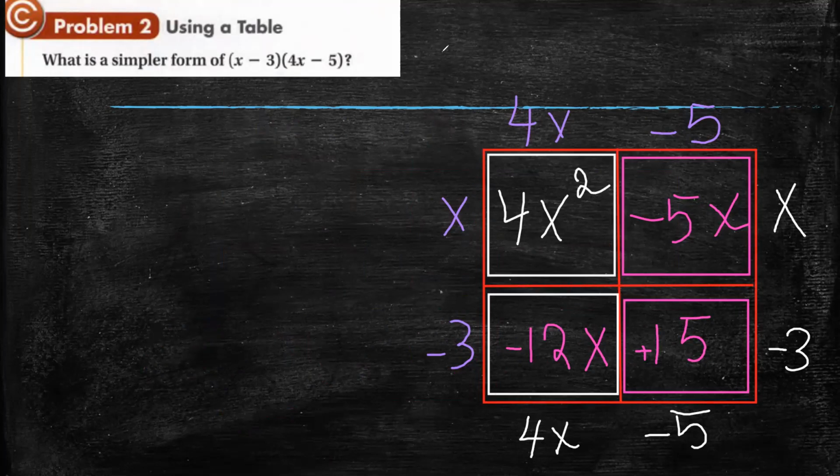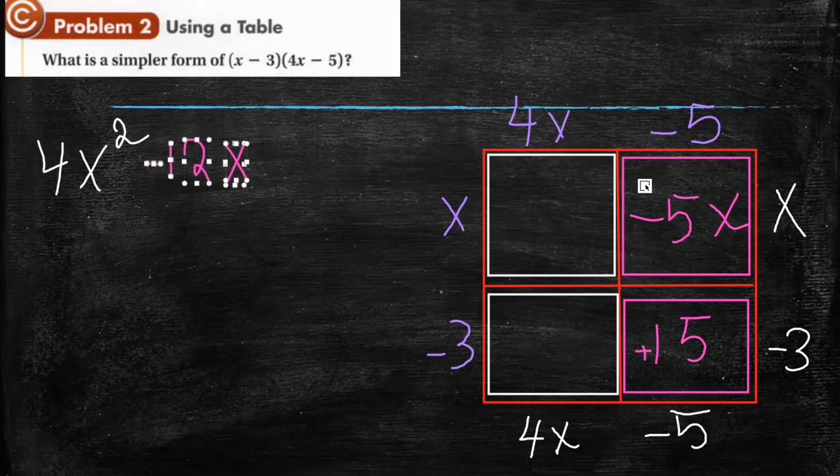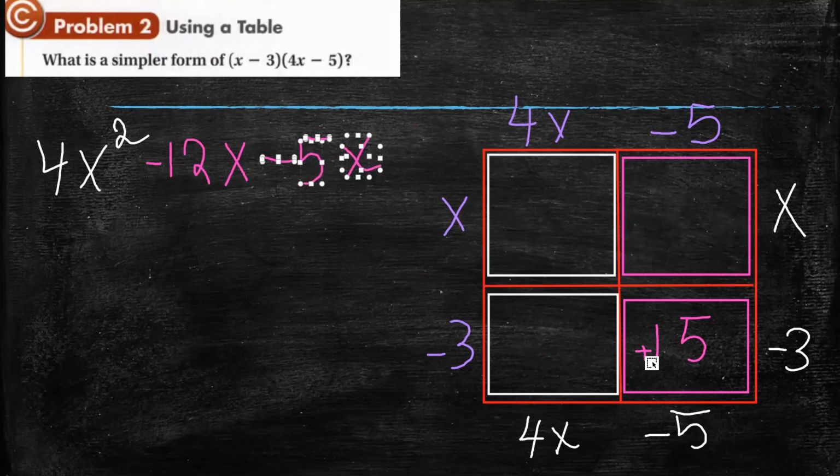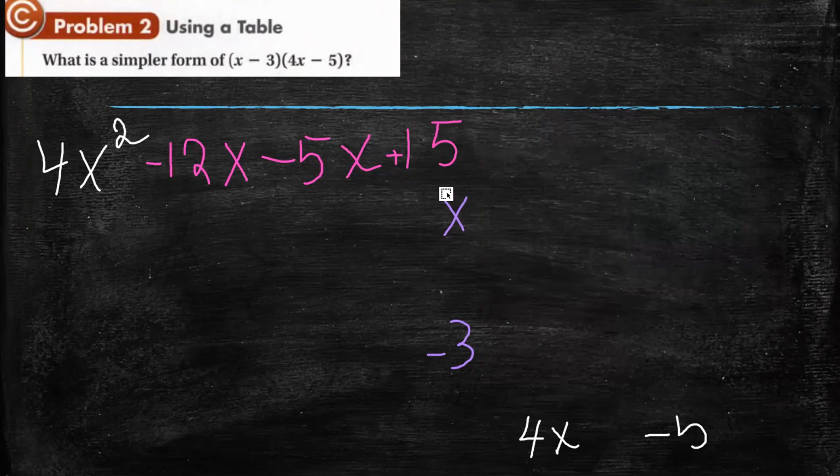After I used my table, I go and bring all the numbers now, or the last answers I have. 4x squared, -12x, -5x, and +15. I will bring now all of them and I will put them here. Then I will say to the table, thank you so much.